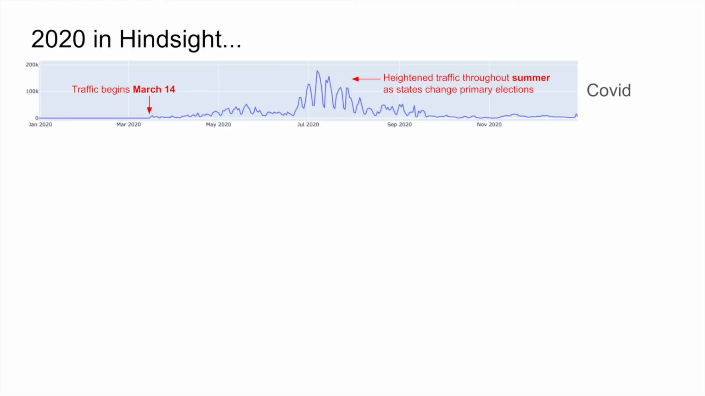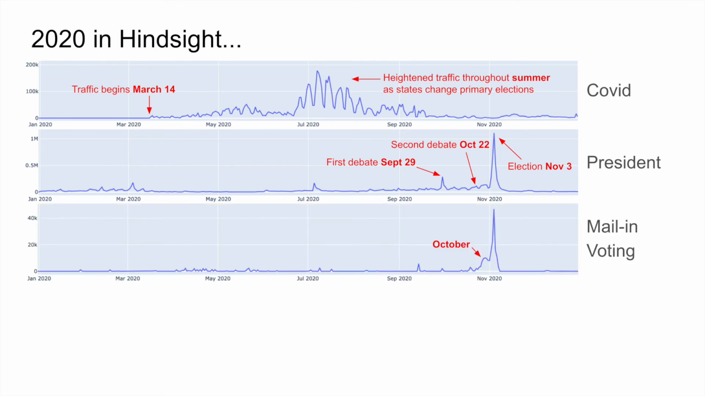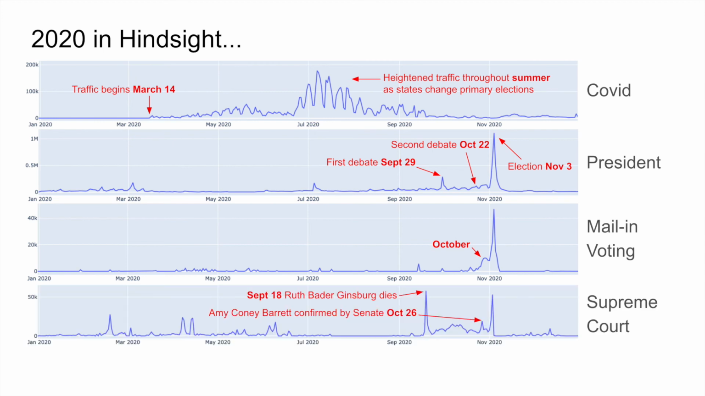2020 was an interesting and challenging year. Major themes and events included COVID, which put the country on lockdown starting in March and which impacted elections significantly. The contentious presidential election with its associated debates and debacles. For the first time ever, mail-in or absentee voting was widespread due to the pandemic, and there was turnover at the Supreme Court with the death of Ruth Bader Ginsburg and the quick nomination and confirmation of Amy Coney Barrett before the general election. What a wild ride.